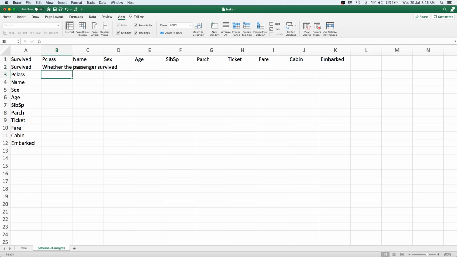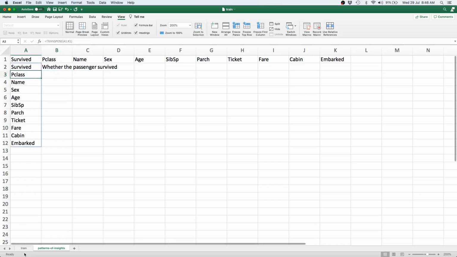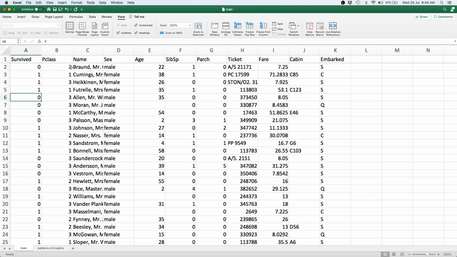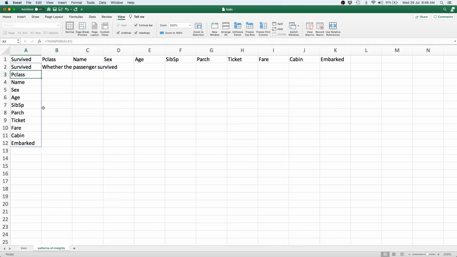These comments are later going to help us when we try to frame up our questions. P class is essentially, again, an integer indicator of the class of the passenger. So essentially third class, first class, and second class. So here we can simply say passenger class. Name is self-explanatory, sex is self-explanatory, age is self-explanatory as well. We don't know what SibSp is.